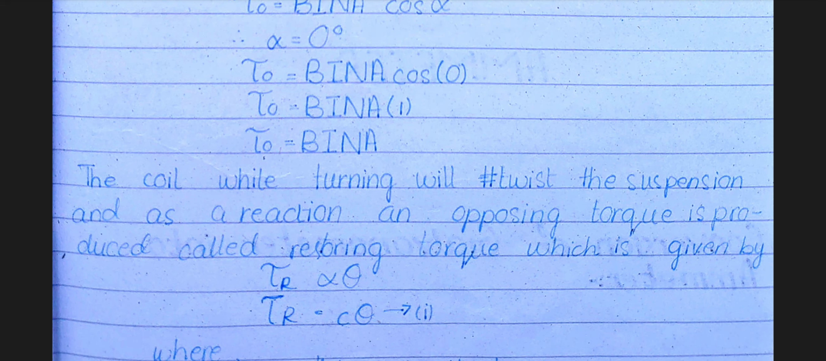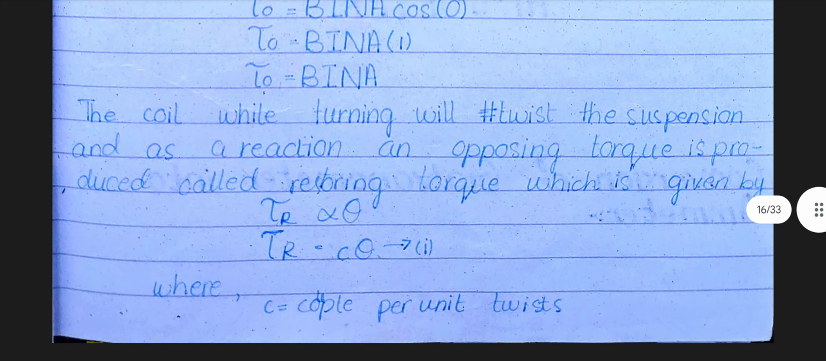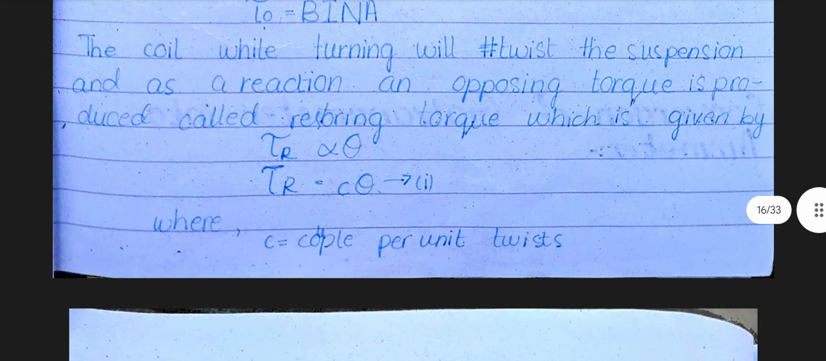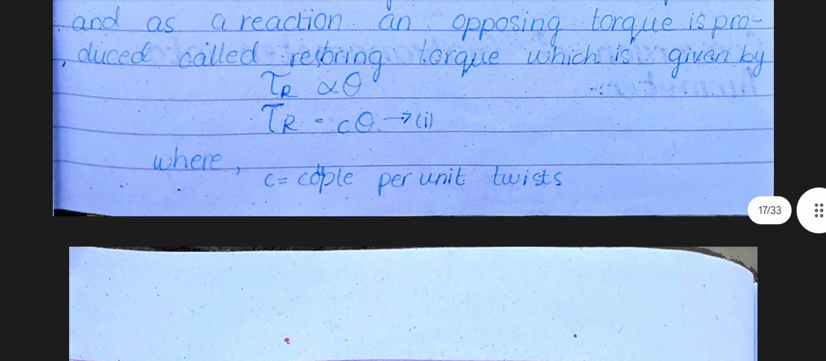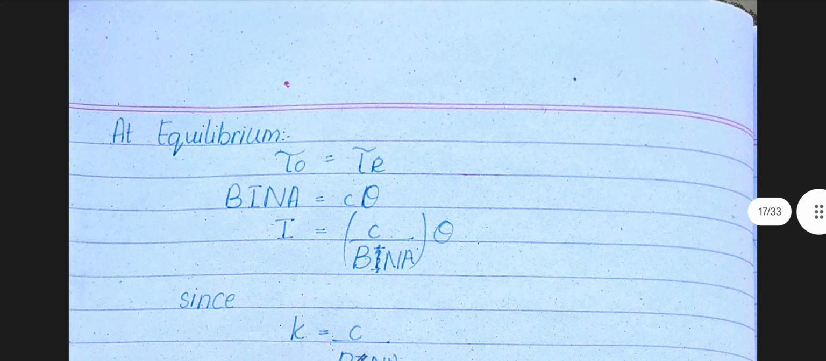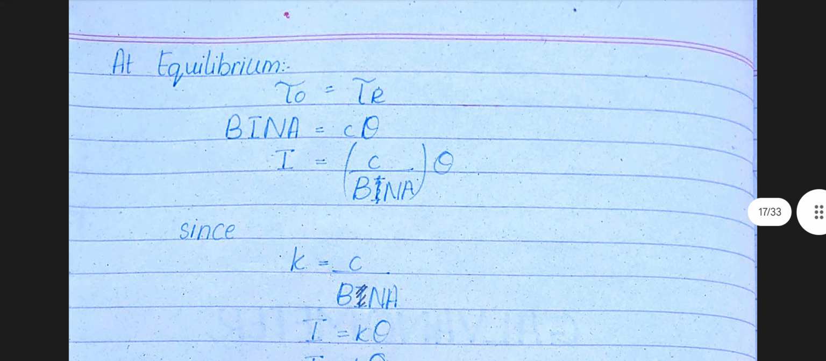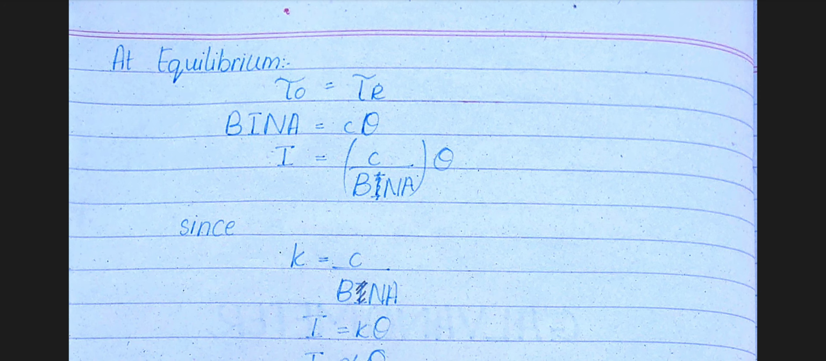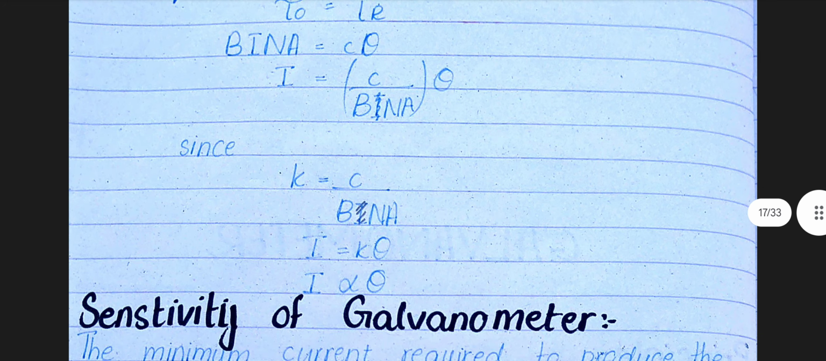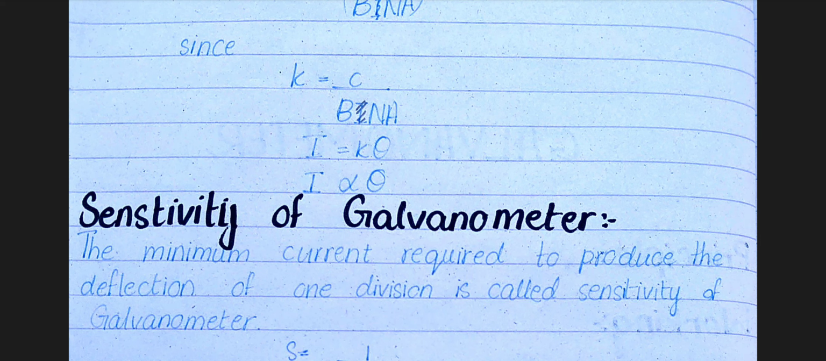The coil while turning will twist the suspension, and as a reaction an opposing torque is produced called restoring torque, which is given by Tr is directly proportional to theta. Tr is equal to C theta, where C is equal to couple per unit twist. At equilibrium, T naught is equal to Tr. BINA is equal to C theta. I is equal to C upon BNA theta. Since K is equal to C upon BNA, I is equal to K theta. I is directly proportional to theta.